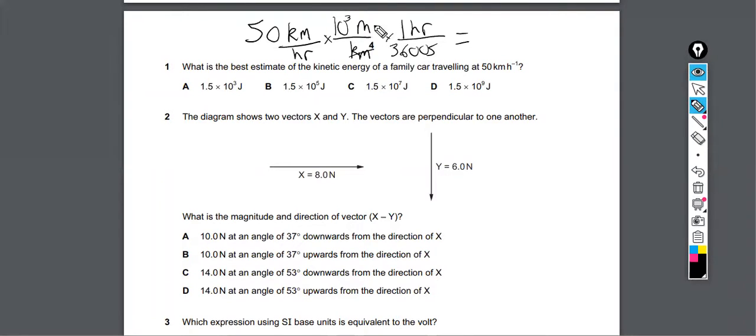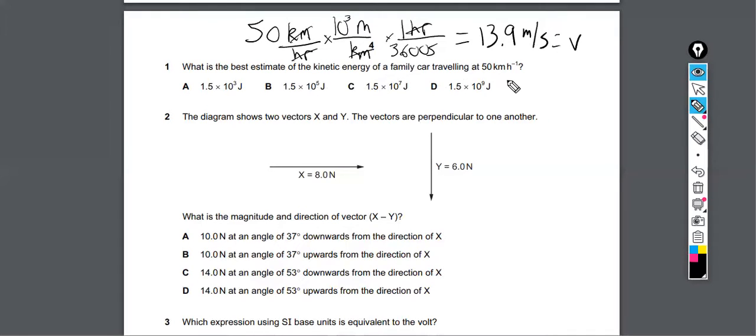So here we've set up a conversion factor where we're going to cancel out our kilometers, we're going to be in meters, we're going to cancel out our hours, we're going to be in seconds, meters per second. So 50 times 1,000 is 50,000, and 50,000 divided by 3,600 is 13.9. So 50 kilometers per hour is 13.9 meters per second. So that's just the velocity.